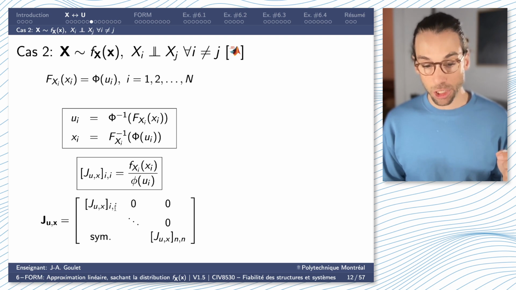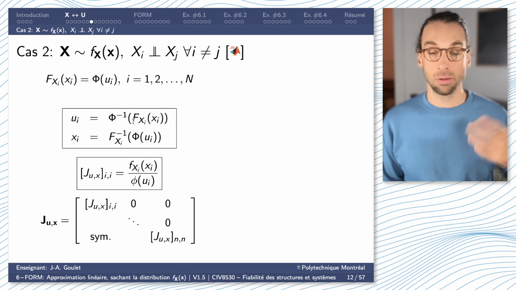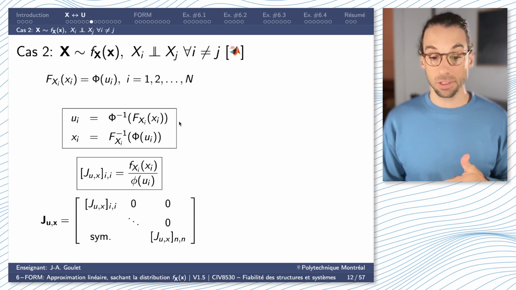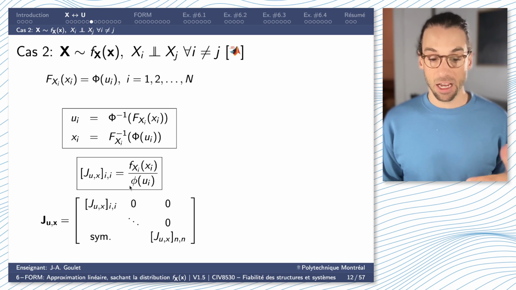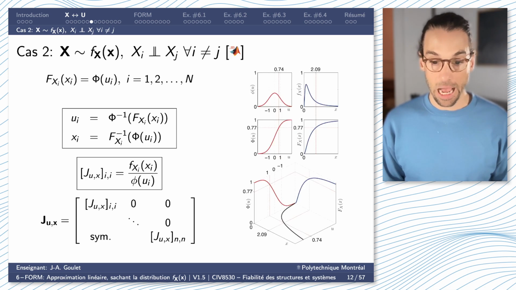So that's why my Jacobian is going to be a diagonal matrix. And each term of that diagonal, if I take the derivative of these functions, so derivative of CDFs are PDFs, it means that it's simply the PDF of xi divided by the standard normal PDF of ui. So these are going to be what I'm going to have on my main diagonal.